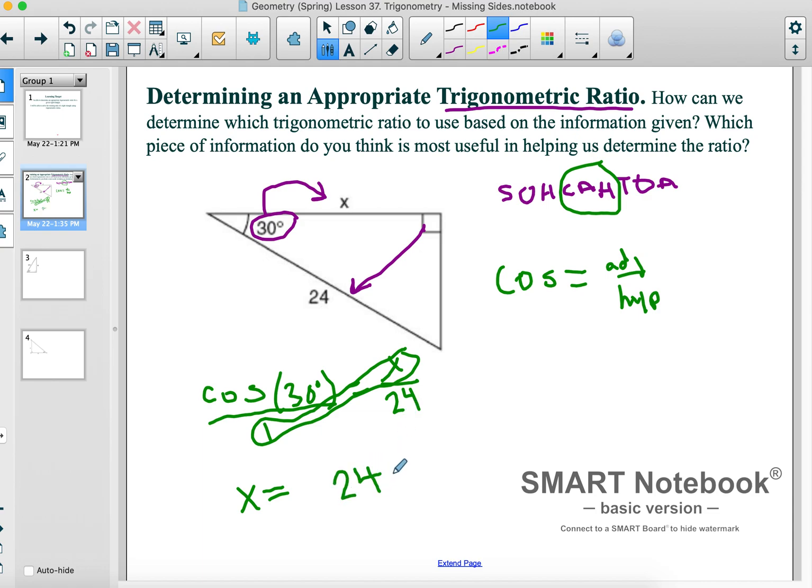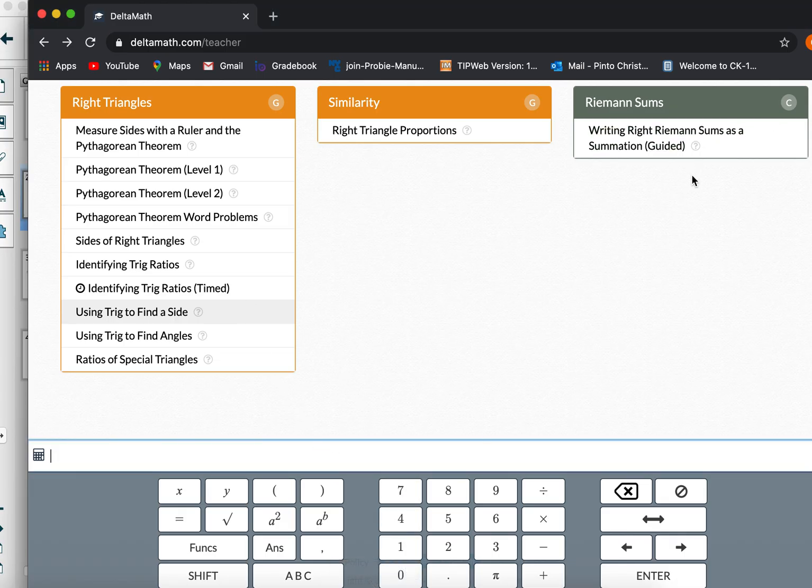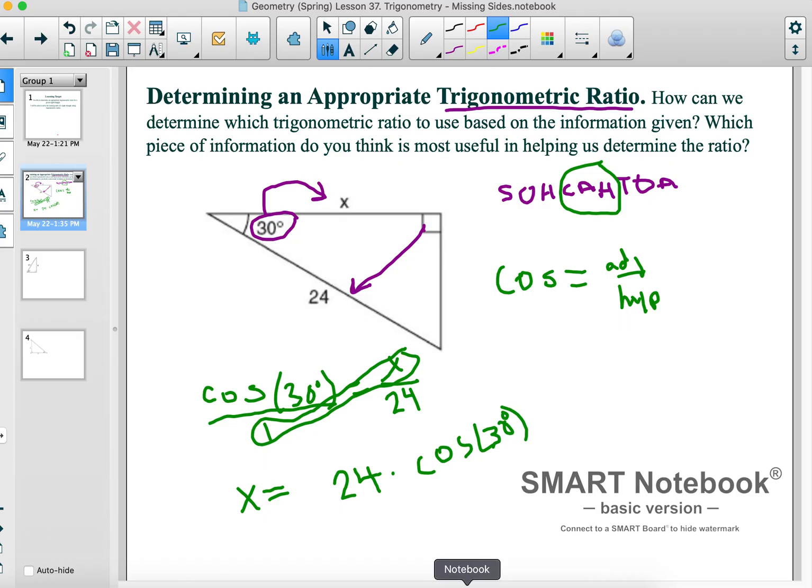And I get it to be equal to 24 times the cosine of 30 degrees. Now, I don't know what the cosine of 30 degrees is, so I'm going to use my calculator. When I do 24 times the cosine of 30 degrees, that will be what my x is equal to. If you have Delta Math, they give you a calculator here. If you don't, you can find an online calculator. We're going to hit functions and make sure we're in degree mode, right? And recall, we want to do 24 times cosine of 30.